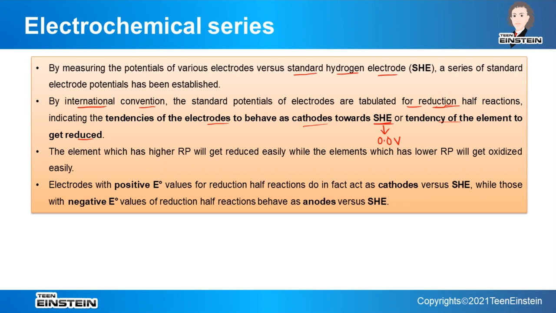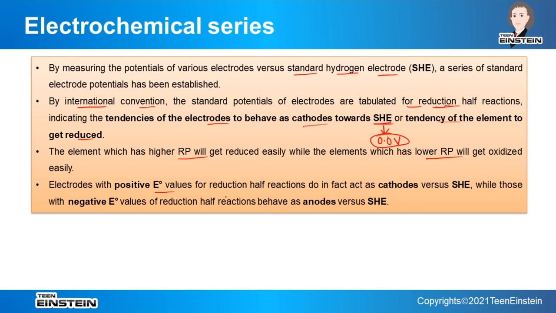There will be the standard hydrogen system, H plus H2, having electrode potential 0.0 volt. On one side there will be all the positive values of electrode potential, and on the other side all the negative values. An element which has a higher reduction potential will get reduced easily, so it will be the cathode and SHE will be the anode. Elements which have a lower reduction potential will get oxidized easily, so in that case SHE will be the cathode and the system will be the anode.